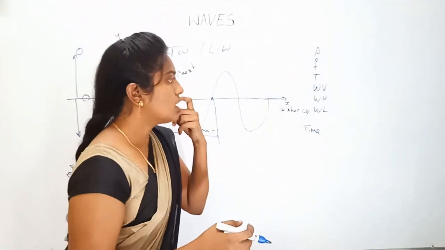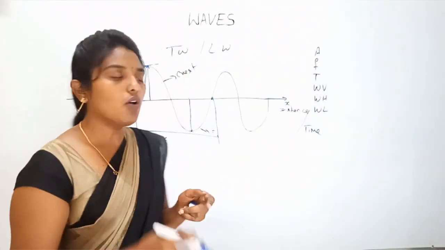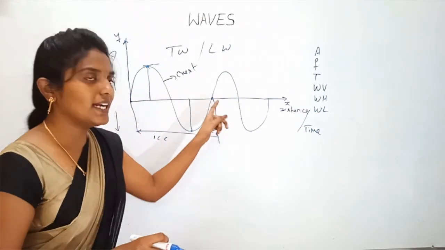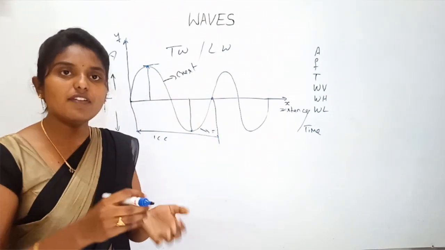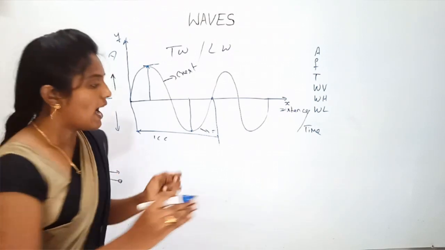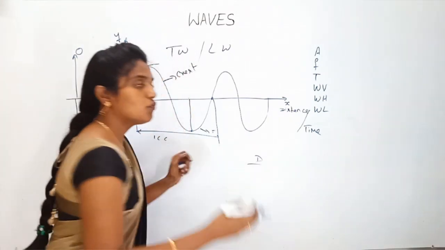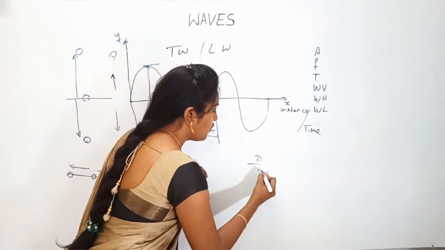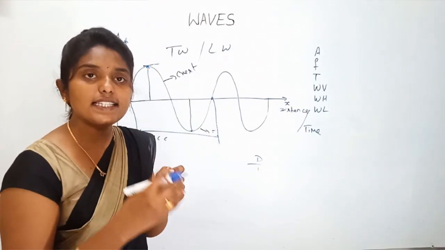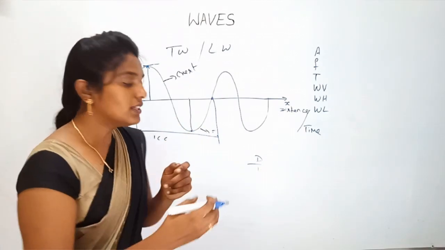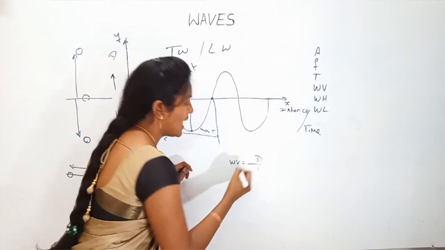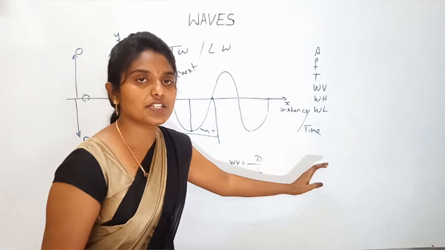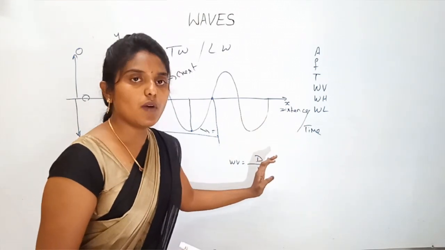And next come to the wave velocity. What is wave velocity here? To complete one complete cycle, it will cover a certain distance. Within 1 second, how much distance the wave has covered, that gives the wave velocity. Within a defined time, how much distance the wave has traveled gives the wave velocity.